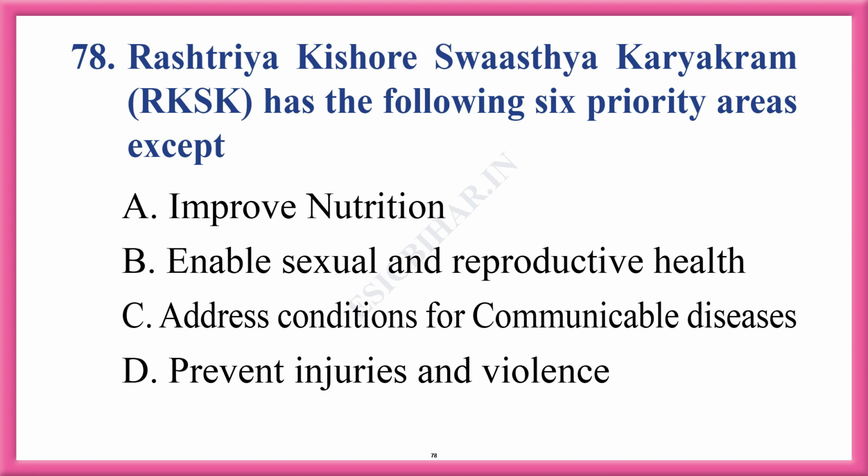Question 78. Rashtriya Kishore Swasthya Karyakram (RKSK) has the following 6 priority areas except A. Improve nutrition. B. Enable sexual and reproductive health. C. Address conditions for communicable diseases. D. Prevent injuries and violence. And the answer is C. Address conditions for communicable diseases.